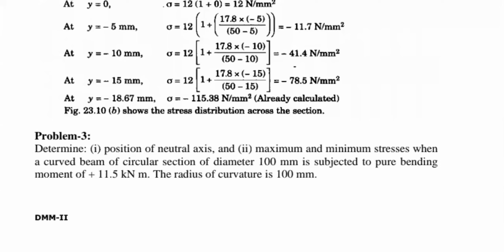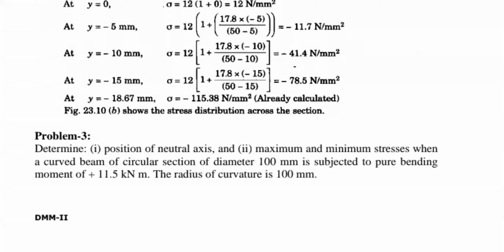You have to observe whatever the statement they mention, right? Okay, fine. Here, to determine the position of neutral axis and maximum and minimum stresses when a curved beam of circular section of diameter 100 mm is subjected to pure bending moment of 11.5 kilonewton meter, the radius of curvature is 100 mm.